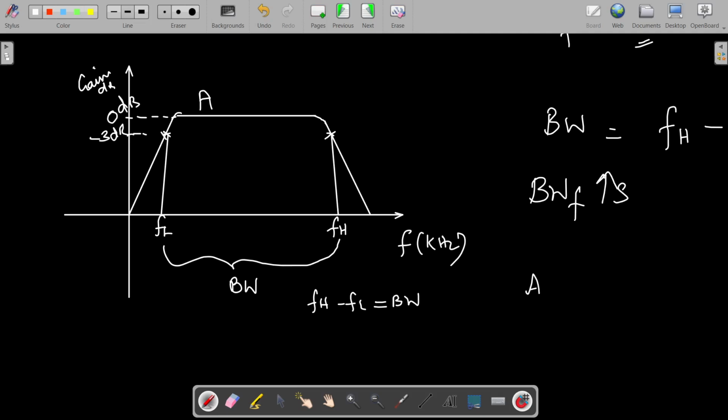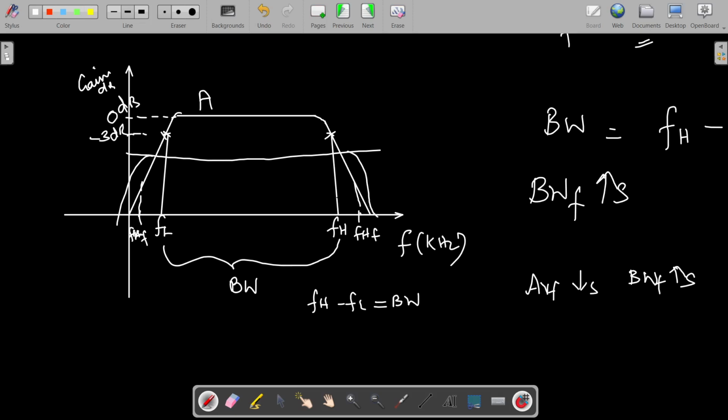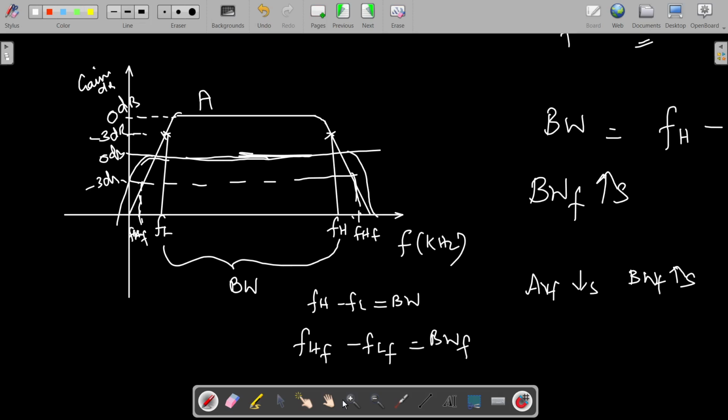But I told you that after feedback the gain decreases. In order to compensate for that, the gain bandwidth product stays constant, so the bandwidth increases. Increase in the sense that the lower frequency shifts to the left side and the upper frequency shifts to the right side. So this is with feedback, FLF. The gain decreases somewhat like this, so this can be your new gain level. For that, the minus 3 dB point would come around here. So you would get a new FHF and FLF. This is your calculation for bandwidth with feedback.